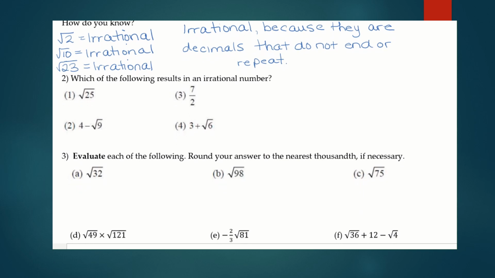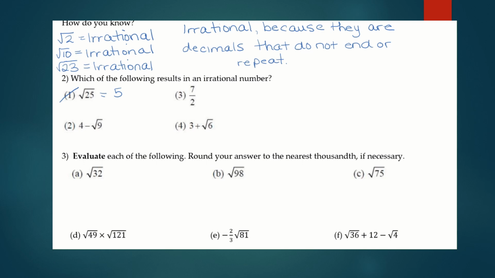Which of the following results in an irrational number? We're looking for a number that is a decimal which doesn't end or repeat. If I take the square root of 25, going to my calculator, second x squared, 25, close the parentheses, enter, I get 5. So I get a nice whole number, no decimal at all, and the reason is because 25 is a perfect square. So number 1, I'm going to cross out because that is not an irrational number. It ends up being rational.